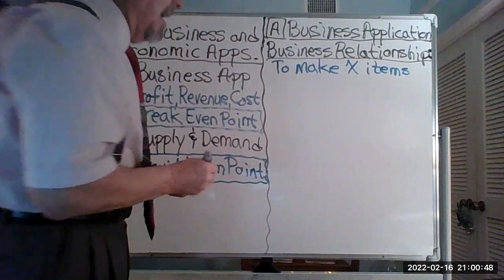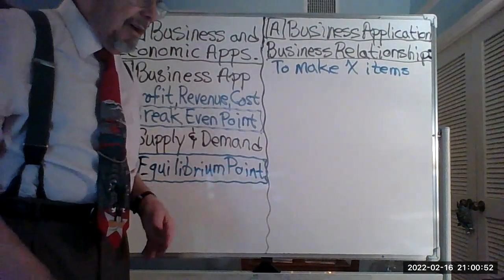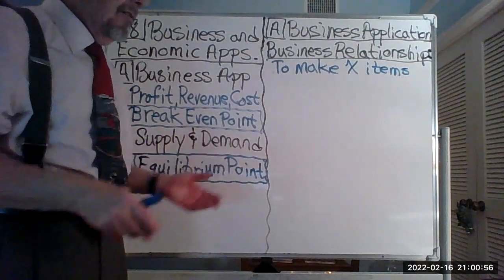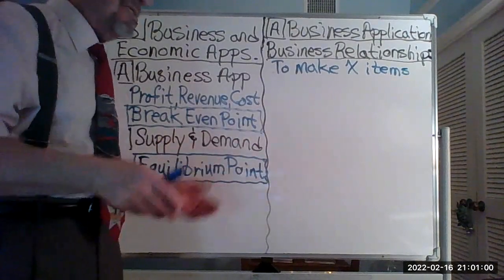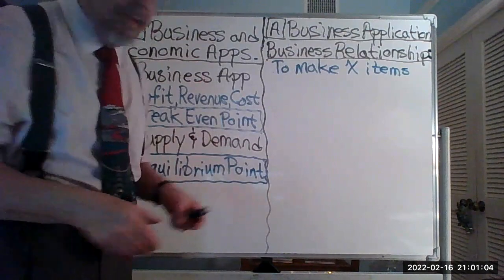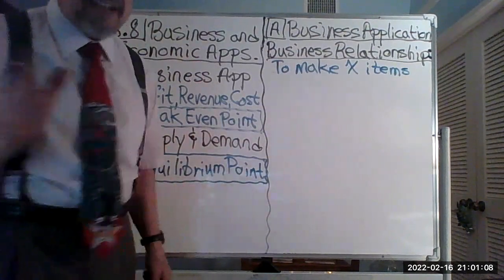Okay. And I don't know what it might be. You might be making refrigerator magnets or pencils or pens or scarves or purses or shoes or hats or something of that nature. You're making something that you can make. Maybe you're making birdhouses to sell in the neighborhood. I don't know, but it's X items.